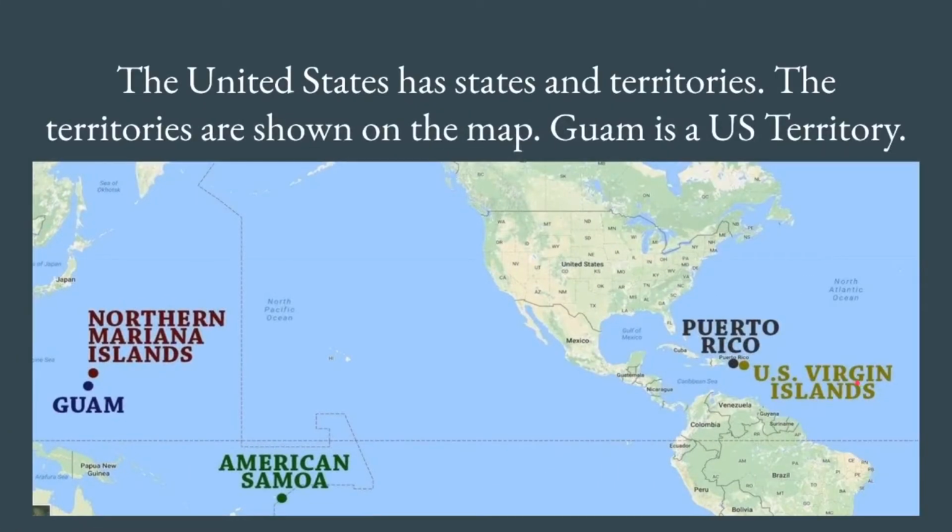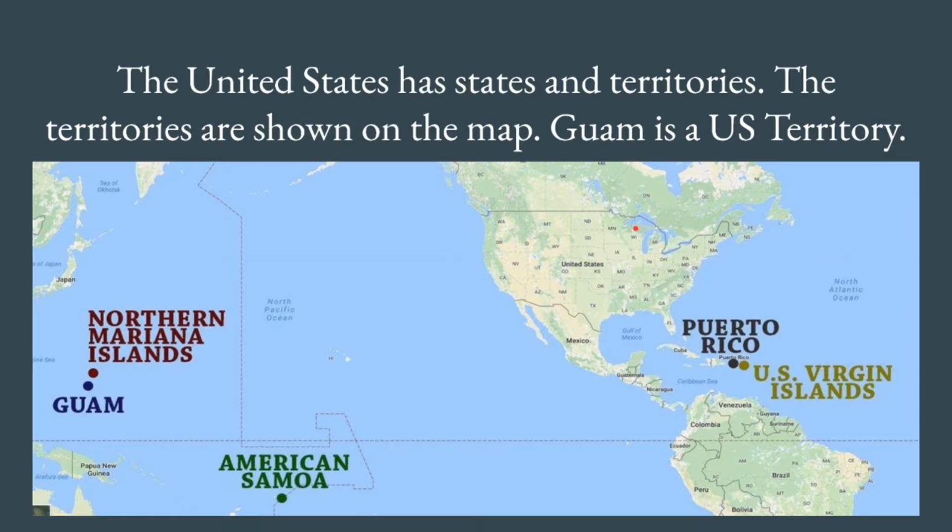All right, so now that we're done with all the water, we're now moving on to land. So the United States has states and territories. The states you can see are these right here. You may recognize like this is Iowa, this is Texas, California. These are all United States states.